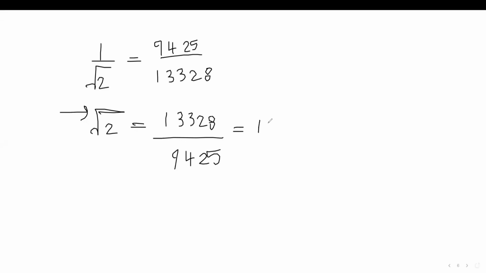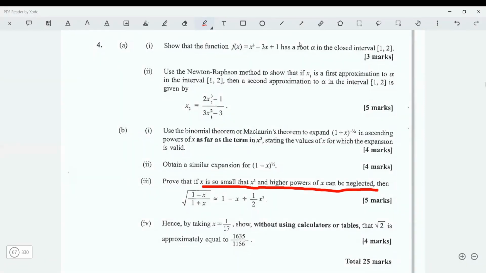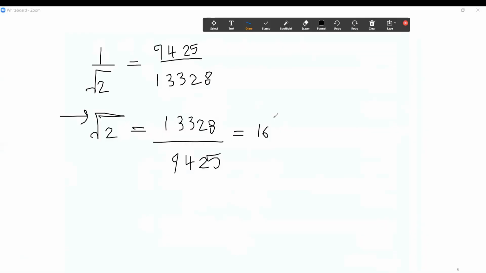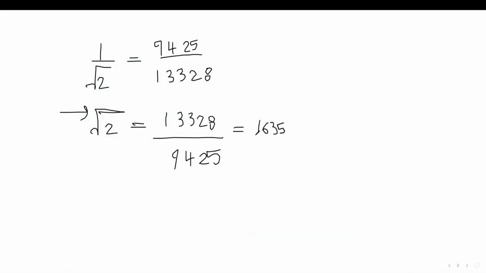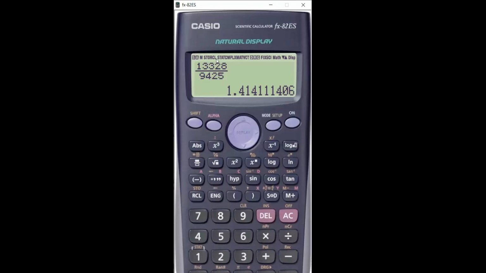Just to verify it, I'm going to show you that it is indeed true. It's 1635 over 1156. No, it's approximately equal to it. I'm going to show you why. On our calculator, notice this is what it gives us, 1.41. You mark that down? 1.41, right? Look at this. If you put in the same thing, 1635 over 1156.